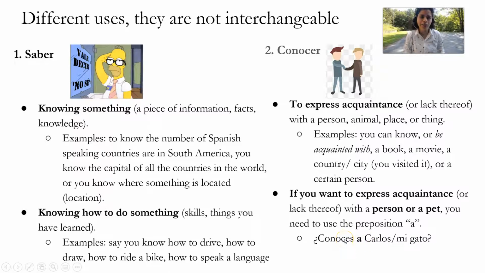By direct object, I refer to the element in a sentence that's receiving the action directly. So Carlos, in this case, or my cat, is receiving directly the action of being known by the subject. In this case, the subject is tú. ¿Conoces tú a Carlos? ¿Conoces tú a mi gato? Sí, conozco a Carlos. Sí, conozco a tu gato. So just remember, the personal a is used when you want to express acquaintance with a person or a pet.